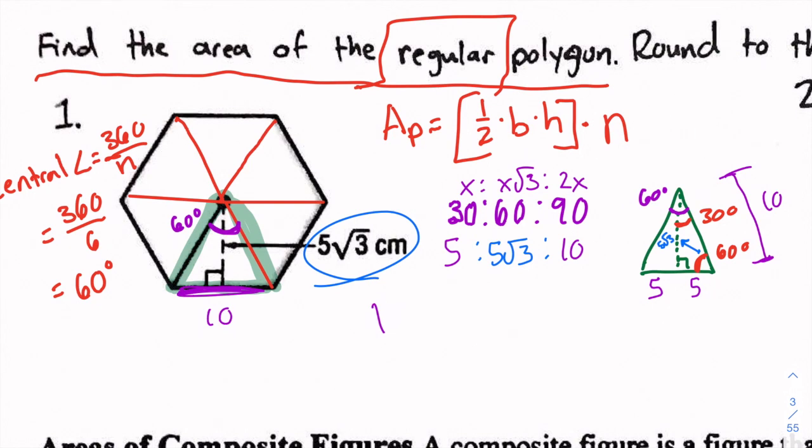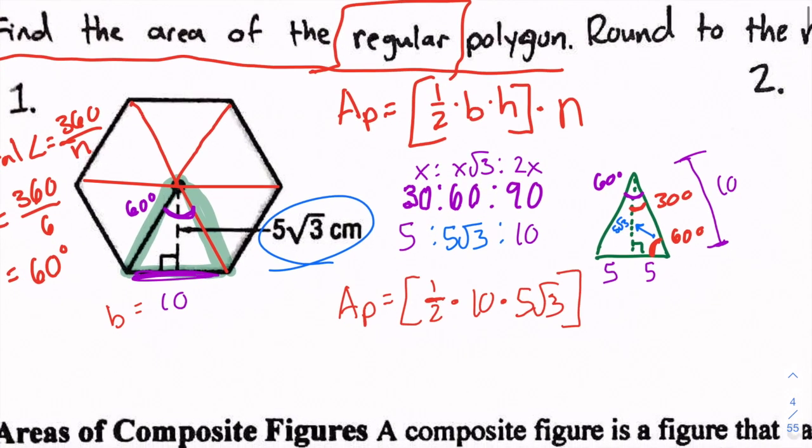So plug it in. The area of this hexagon right here is 1/2 times my base, which we found out is 10, that is my b, b equals 10. And my height, this height is the apothem here, which was given to us. The height of this triangle is 5 radical 3.